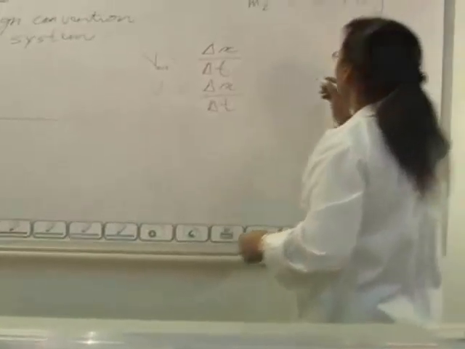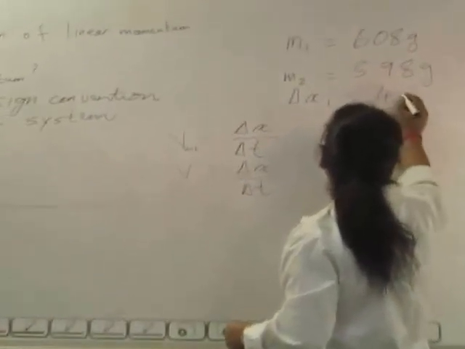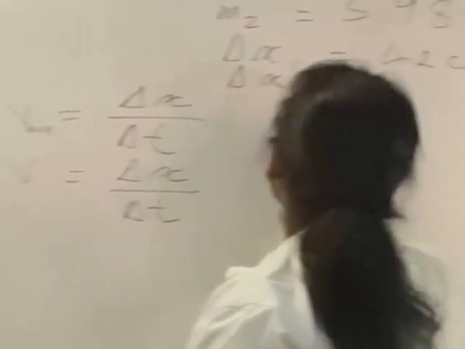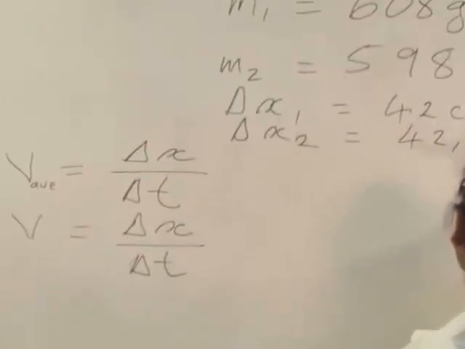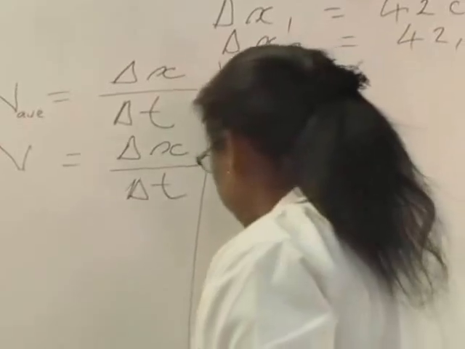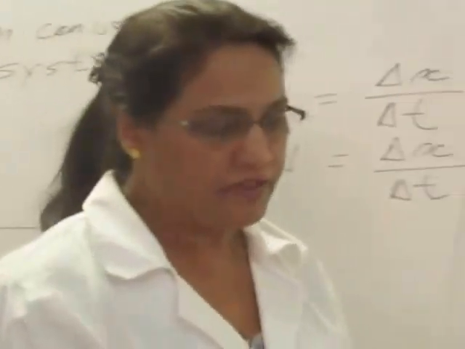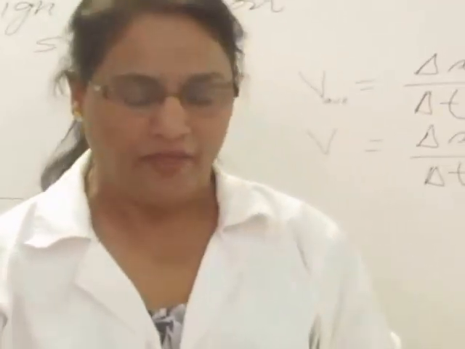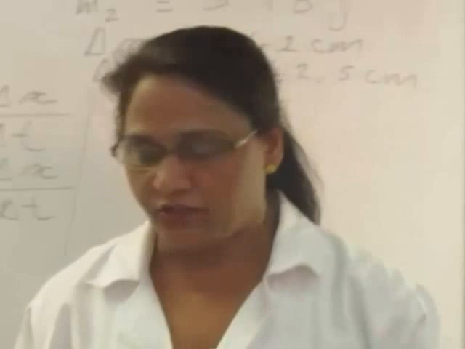So delta x1, 42 centimeters, delta x2, 42,5 centimeters. Okay, we need to repeat that a few times to make sure that we have not made any mistake with the measurement of time and with the measurement of the distance moved by the two trolleys.